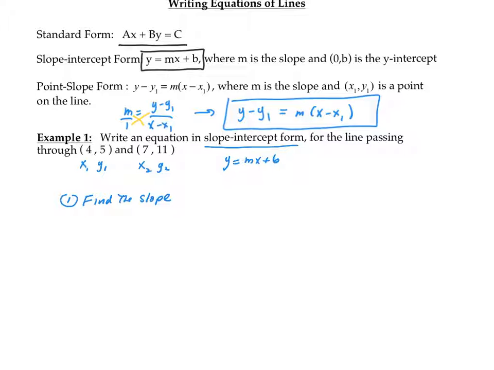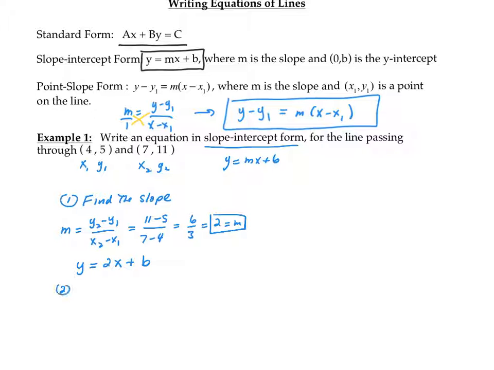In this case, since we have 2 points, we're going to use our slope formula to find the slope. So slope is equal to y2 minus y1 divided by x2 minus x1. Plug in your points: 11 minus 5, divided by the change in the x's, which is 7 minus 4. 11 minus 5 gives us 6, 7 minus 4 gives us 3, and 6 divided by 3 is 2. So far, in our goal to write the equation of a line, we have y equals 2x plus b.